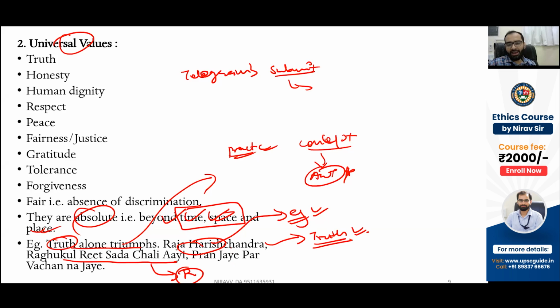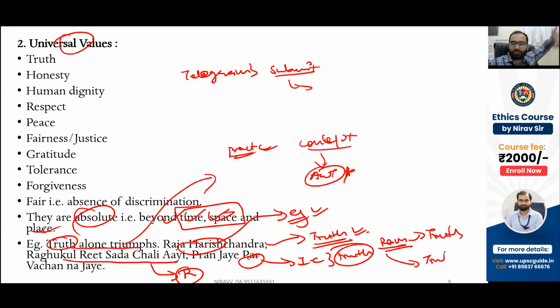Raghukul Reet Sada Chali Aayi, Pran Jaye Par Vachan Na Jaye. This is, you can say, Indian culture. This is the importance of truth. कि रघुकुल के टाइम से, राम के टाइम से जो ट्रुथ को इंपॉर्टेंस दिया हुआ है, आज भी ट्रुथ को उतना ही इंपॉर्टेंस देते हैं. महात्मा गांधी ने भी ट्रुथ को इतना इंपॉर्टेंस दिया था. इसके लिए ये जो है ये यूनिवर्सल वैल्यू है.